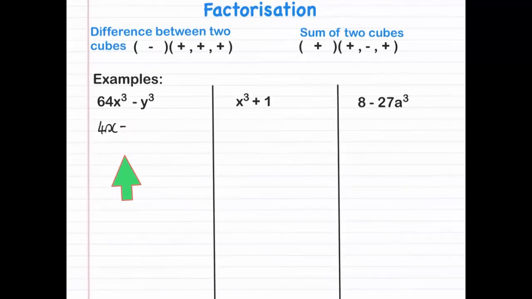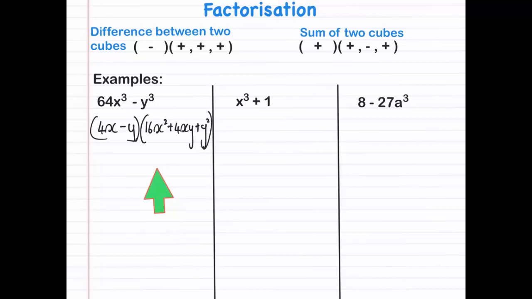I can get the cube root of y to the power of 3, which is y, put it in brackets, and then we simply take 4x and square it. That will give me 16x squared, and then this will be a positive. 4x times y will give me 4xy, and the last one will also be positive, and it will be y squared. We close the bracket off, and there I'm done. Remember, the brackets will always look like this, so forget about multiplying the signs. That one is a minus, the rest will be plus.